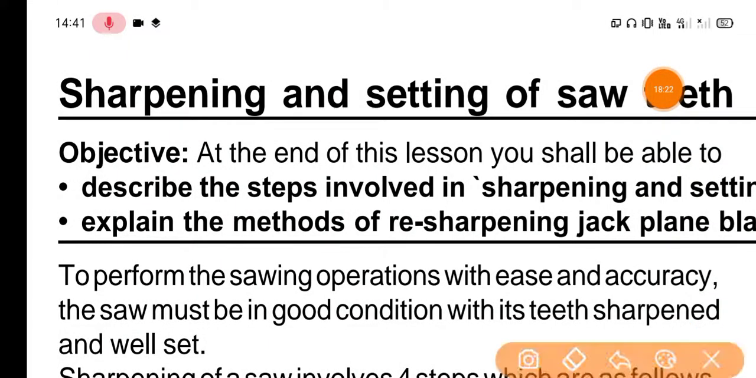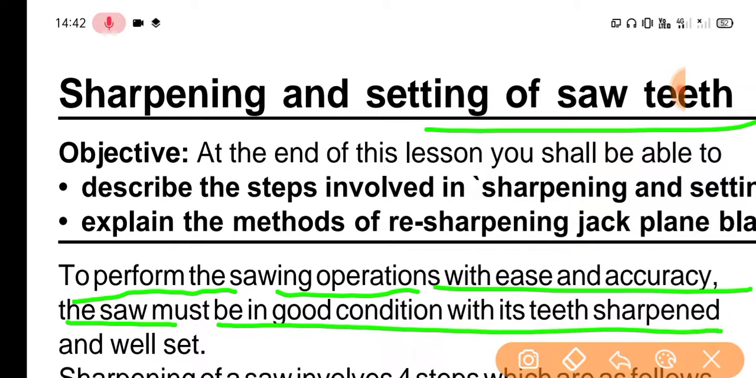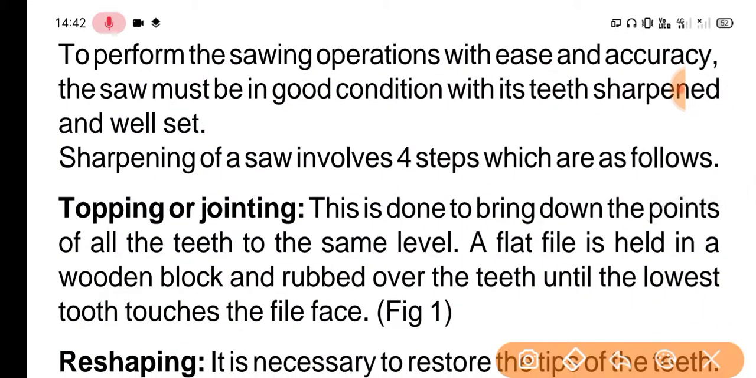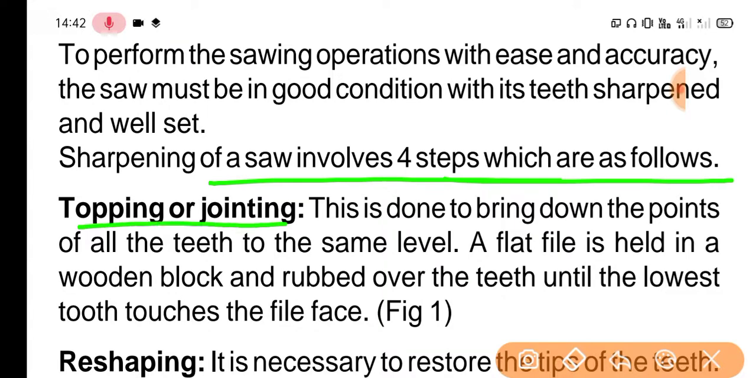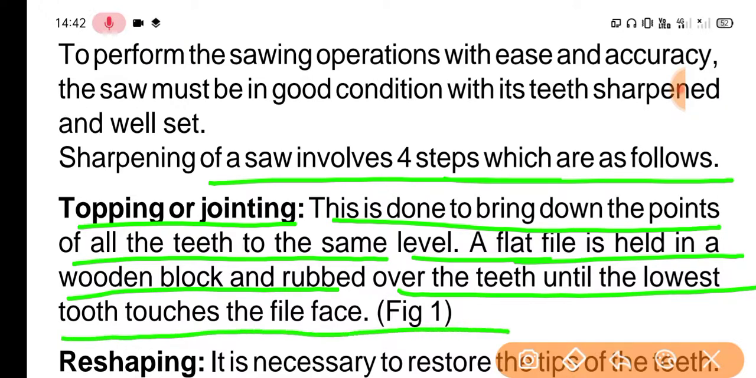Sharpening and setting of saw teeth to perform the sawing operation with ease and accuracy. The saw must be in good condition with its teeth sharpened and well set. Sharpening of a saw involves four steps. Topping or jointing is done to bring down the points of all teeth to the same level. A flat file is held in a wooden block and rubbed over the teeth until the lowest tooth touches the file face.